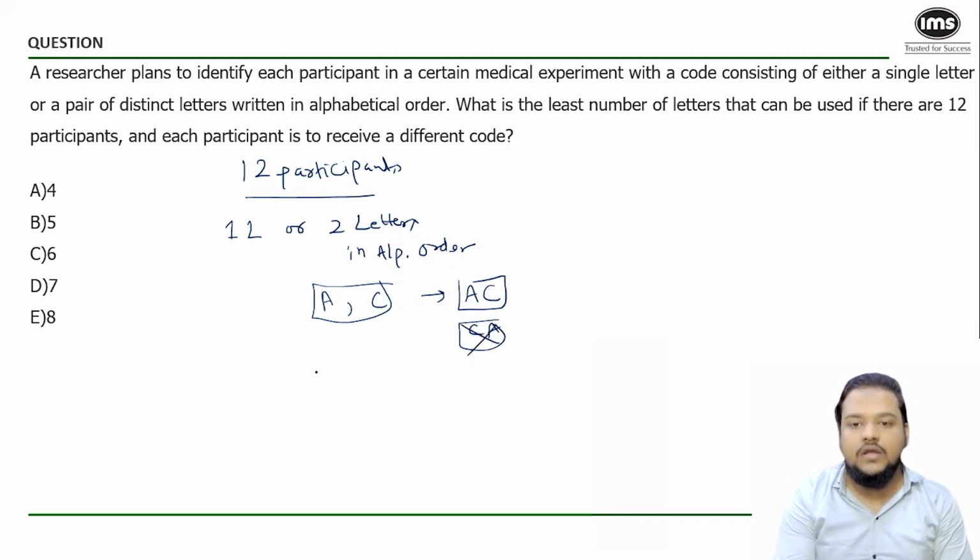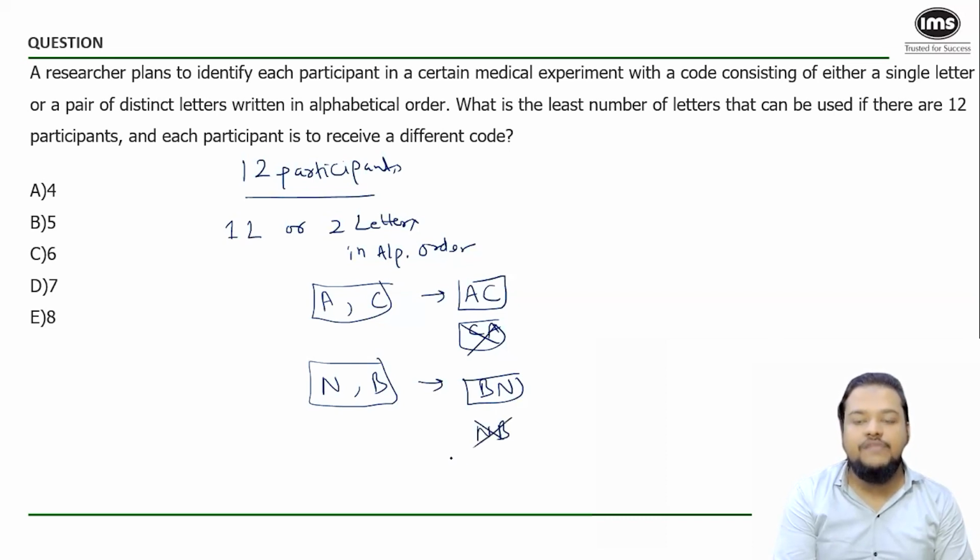as per the question. If you decide a person to code with, let's say, N and B, then there is only one code you can make by using two letters, that is in the alphabetical order, that will be BN. Okay, and NB cannot be the code of a person, because whenever two letters are there, to make a code, they must be in the alphabetical order. This is the first thing we need to understand.